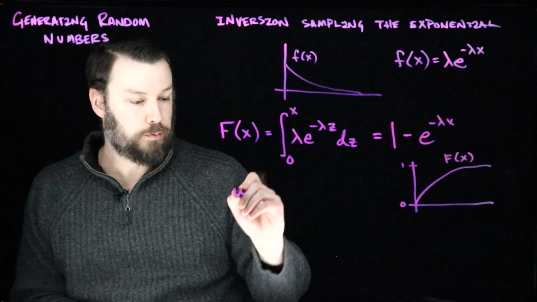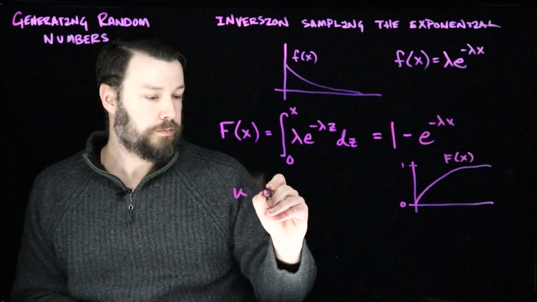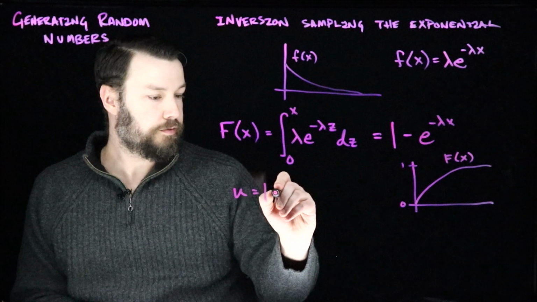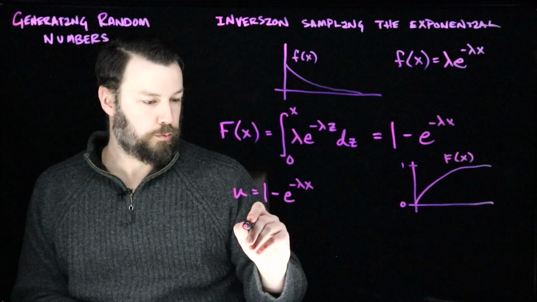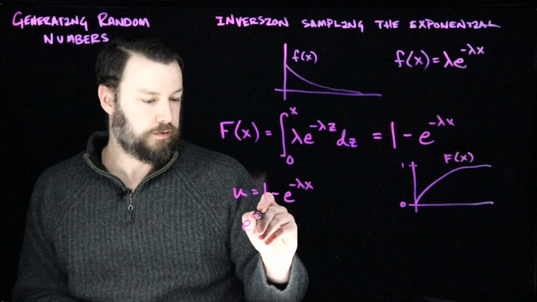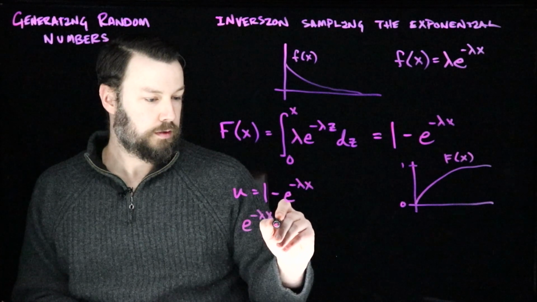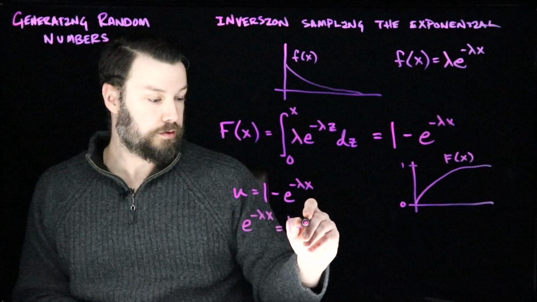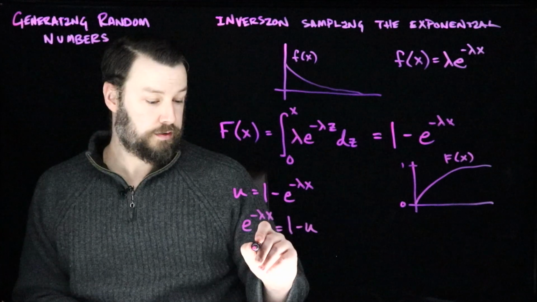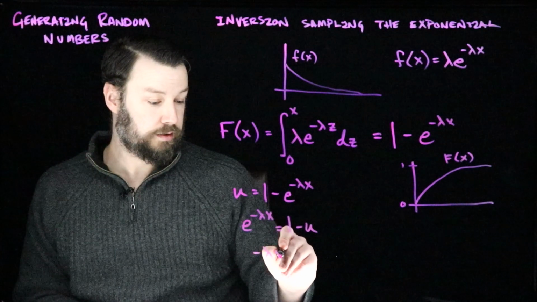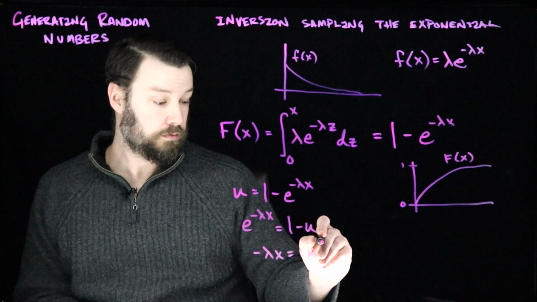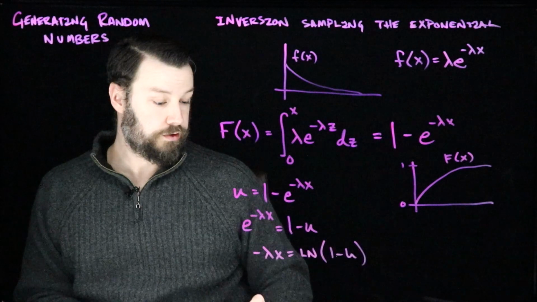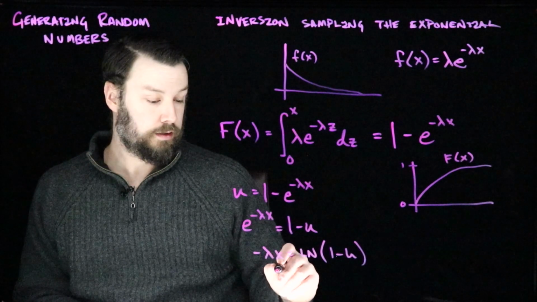Let's imagine that we had some variate u, and we set that equal to the CDF. Then, of course, we wind up with something that looks like e to the negative lambda x equals 1 minus u as a starting point. And now we take the log of both sides, and we get negative lambda x equals log, this is natural log, of course, of 1 minus u, and then we can divide by negative lambda.